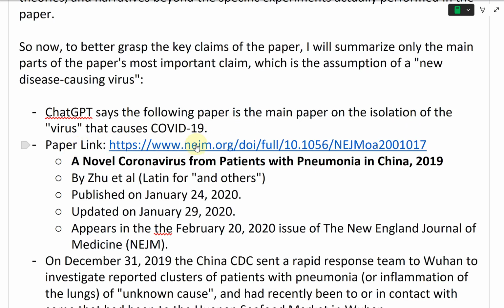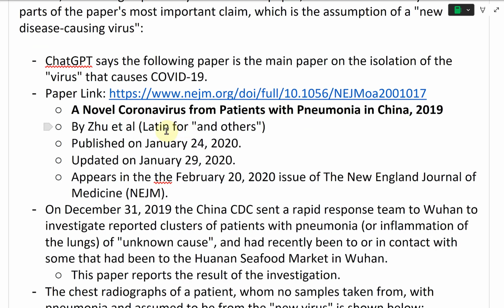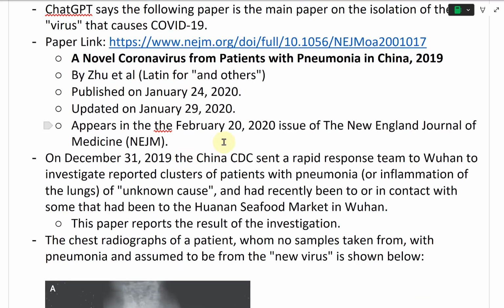Here's a paper link from the New England Journal of Medicine right there. So, a novel coronavirus from patients with pneumonia in China, 2019, by Zhu et al. And Latin, the "al" is Latin for "and others." Published on January 24th, 2020. Updated on January 29th, 2020 and appears in the February 2020 issue of the New England Journal of Medicine, NEJM.